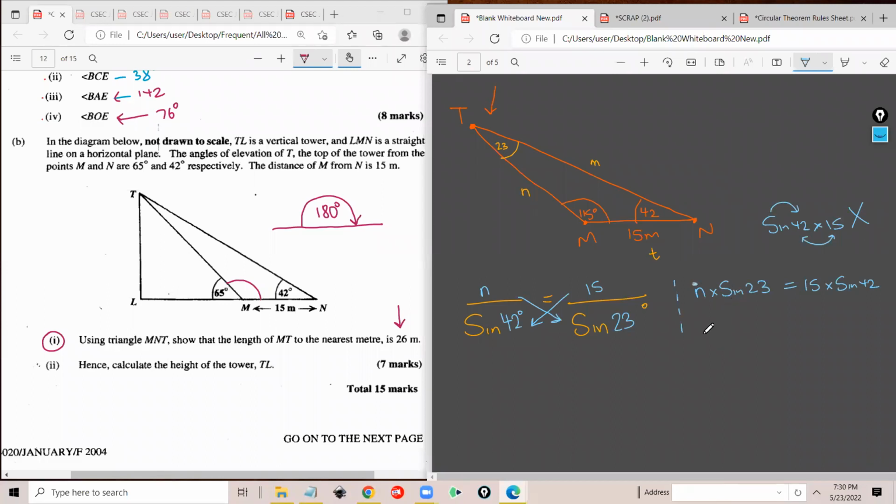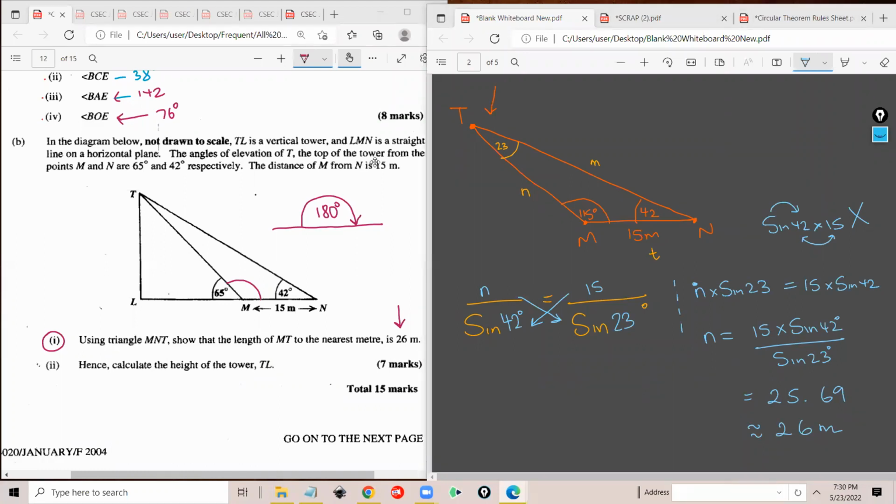And then, well, you want to solve for N. So the sine 23 is a multiply. Throw it across, you get what? A divide. Right? So let me type this on my calculator and see what I get. 15 multiplied by sine 42, press equal, and then divide by sine 23. And I am getting 25.69, which is approximately 26 meters.